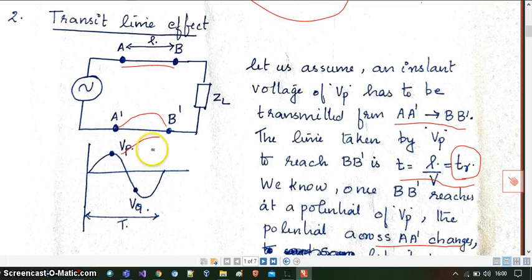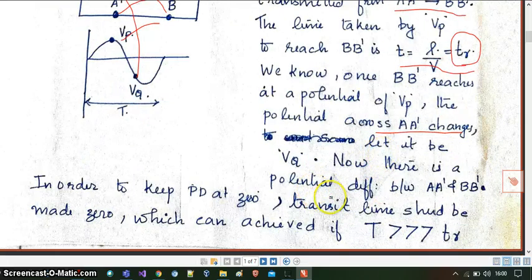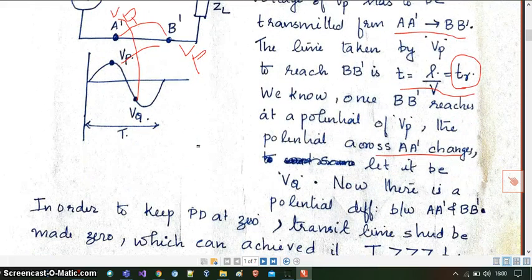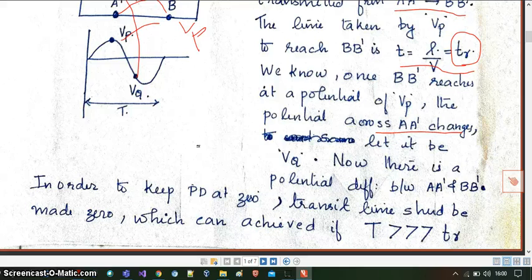So now what will be the voltage across A dash? As an example, I am taking it as Vq. Okay. So right now the voltage across A dash is Vq. Now there is a potential difference between A dash and B dash, right? B dash is at Vp potential and A dash is at Vq potential. So there is a potential difference, and this potential difference is known as transit time effect.